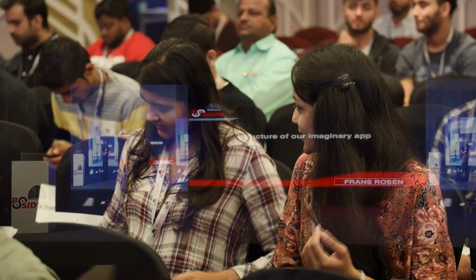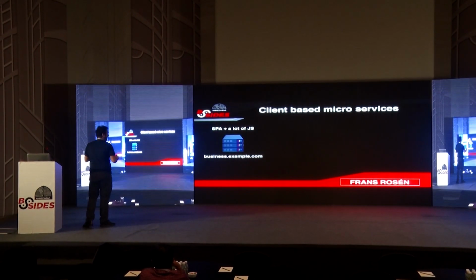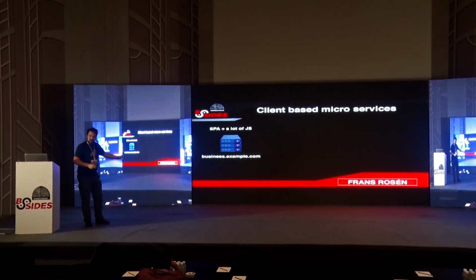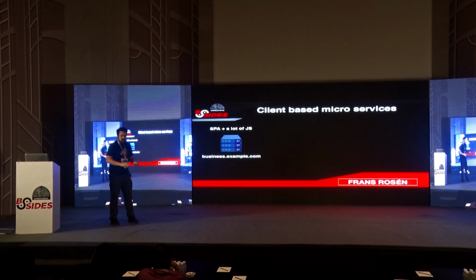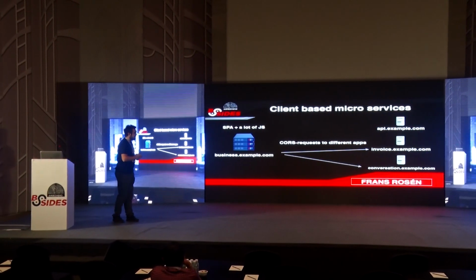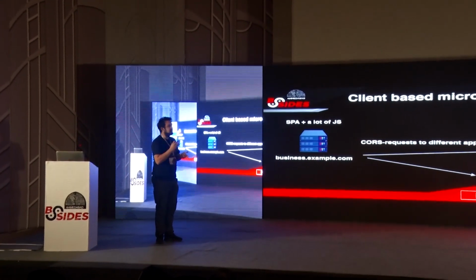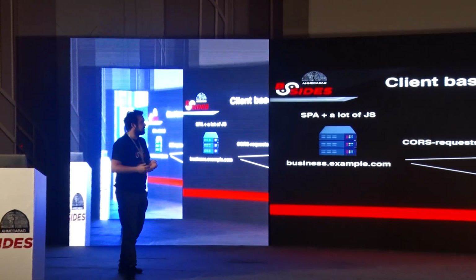So the structure of our imaginary app will be very, very basic. We will have a single-page application on business.example.com. It will use a lot of JavaScript to do stuff. The only thing you will see when you sign in to business.example.com is a website on business.example.com. As soon as you start using this app, it will make requests to 3 other domains. It will use api.example.com for fetching user data, like who is your current user, what other users are there, what company are you signed in with, etc.